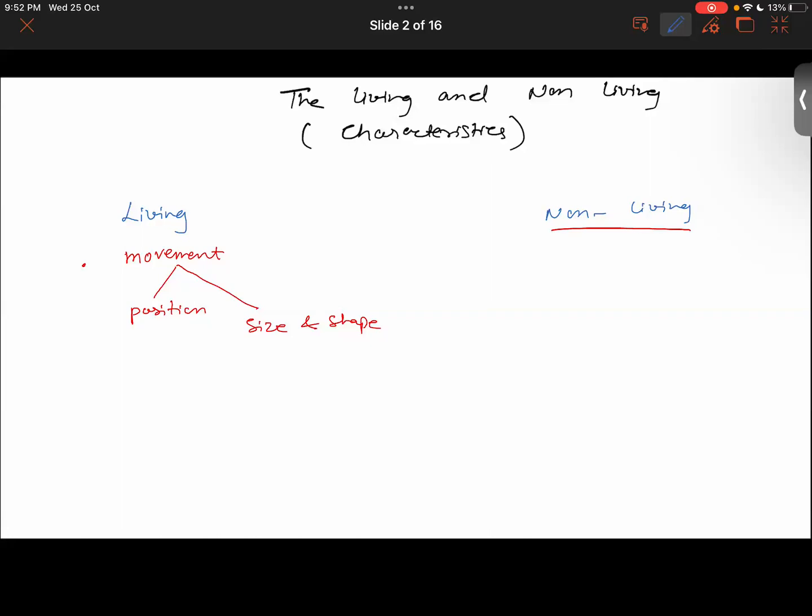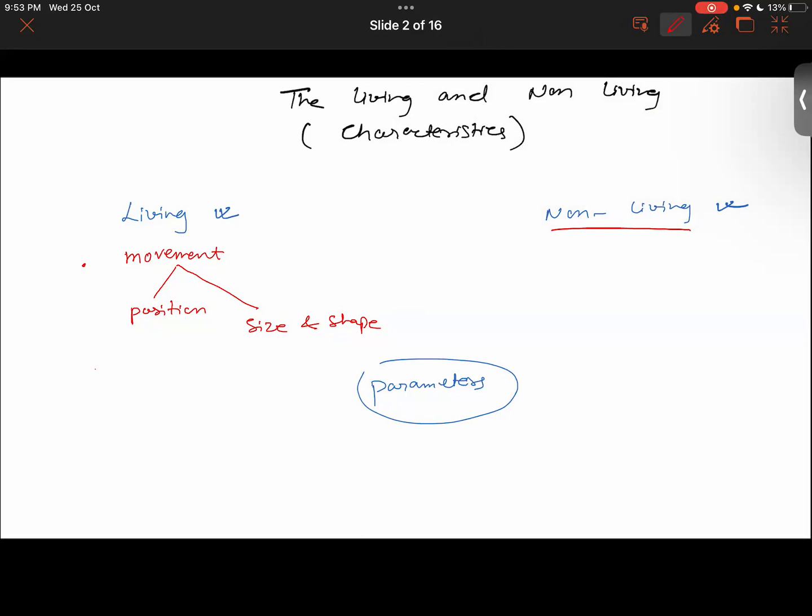So based on certain parameters पे हमने classify किया है whether a body is a living one or a non-living body. That is how we have differentiated between the two. For example, जैसे हम living beings की बात कर रहे थे, living beings will show some movements, their position will be changing, or their size will be increasing or their shape will also be changing. Getting it now?